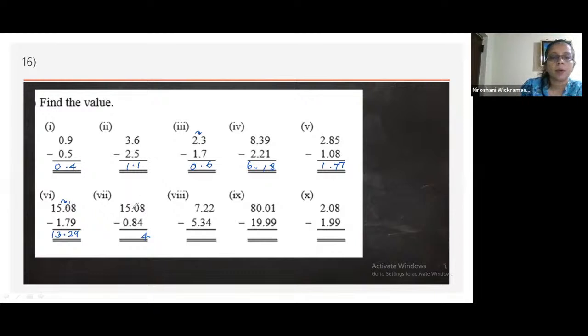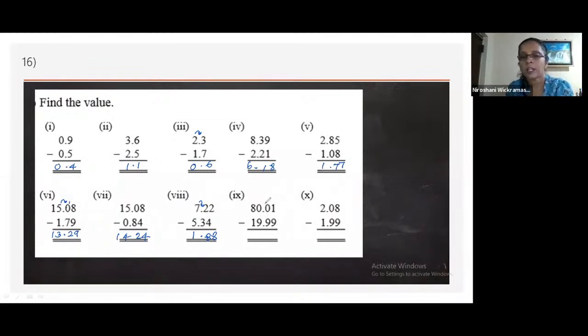8 subtract 4, 4. Then borrow 1 to here. 10 subtract 8, 2. 4, 1. 12 subtract 4, 8. 11 subtract 3. That is also 8. 6 subtract 5, 1. 1.88. 12 subtract 4, 8. 11 subtract 3, because we borrowed 1 to here. Here remaining 6 subtract 5, 1.